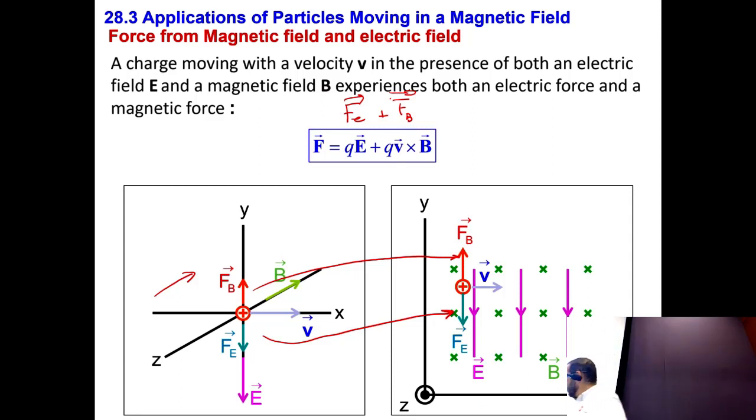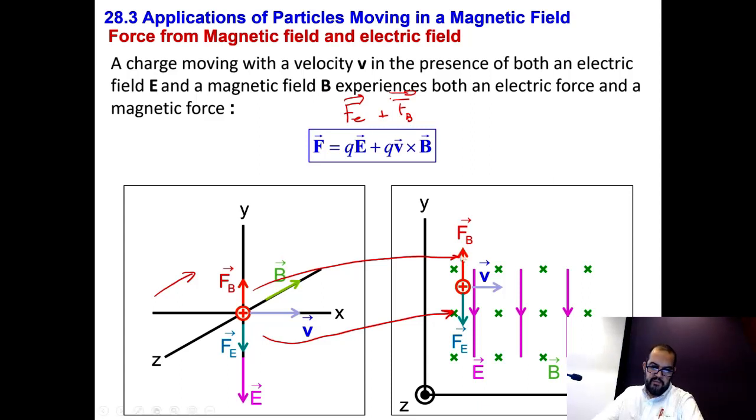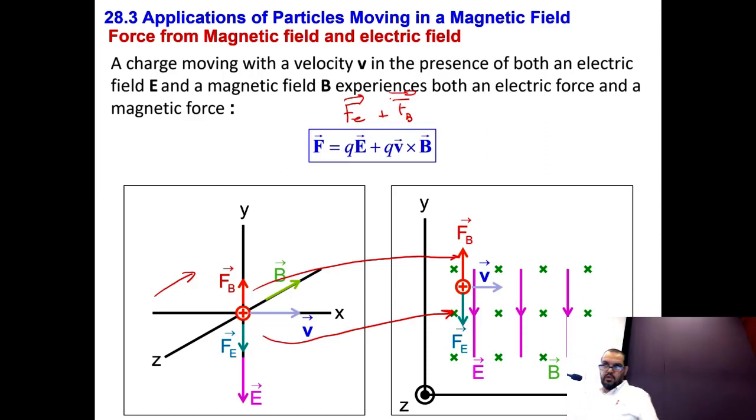Okay, so here we're looking from this angle, which is as if you're placed on the positive z axis and you're looking at the geometry. Obviously, you can see that if the electric force and the magnetic force are equal, they will cancel each other in this case, and the particle will move in a straight path. If it has an initial velocity, it will continue moving, following Newton's first law.